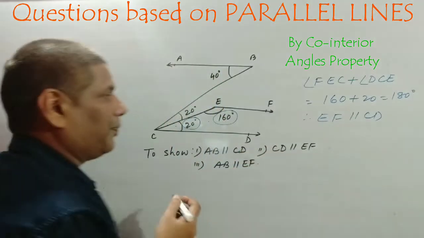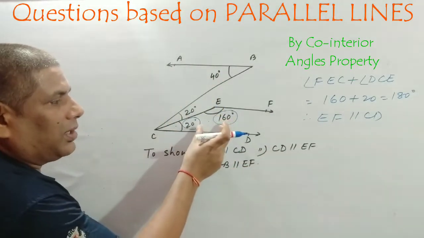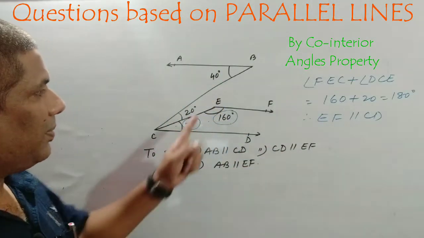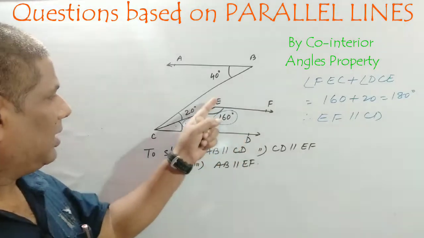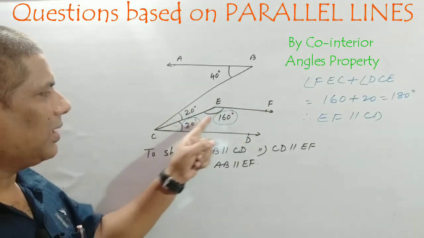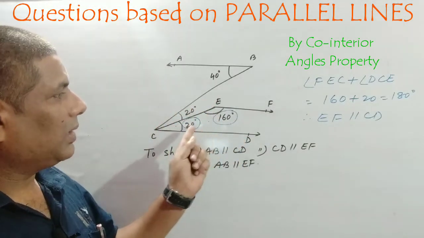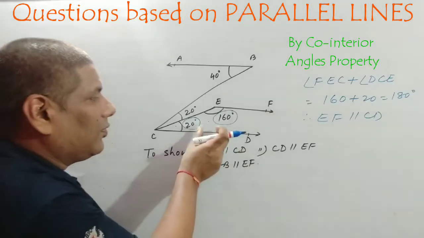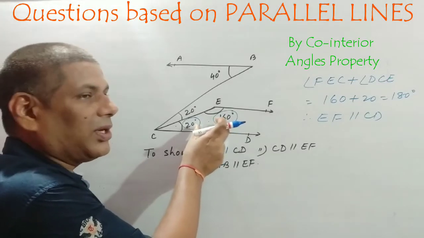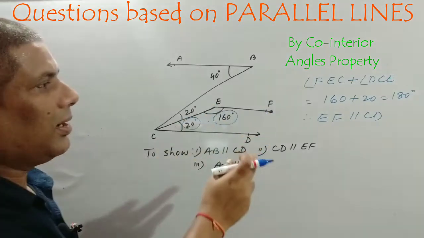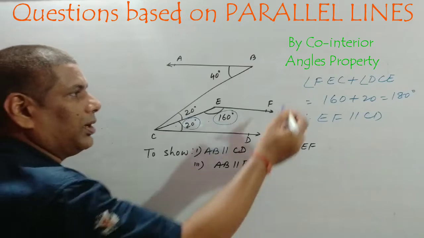Again see how. These two angles make 180 degrees. We have studied that if two lines are parallel and this is the transversal, then they make an angle of 180 degrees. But here in this question, first we are seeing that these angles make 180 degrees. So the lines will be parallel, just contrary to the property.